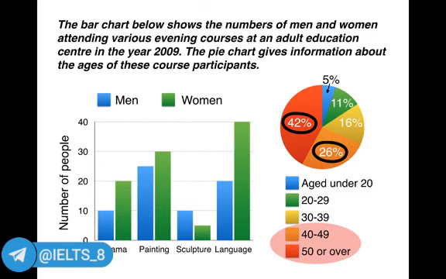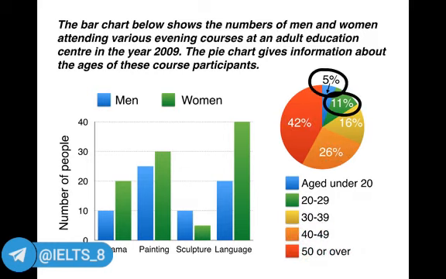And then I'll move on to comparing that with the younger age groups, aged under 20 and 20 to 29. I should be able to write about those 4 things in just 3 sentences. Here's what I've written.